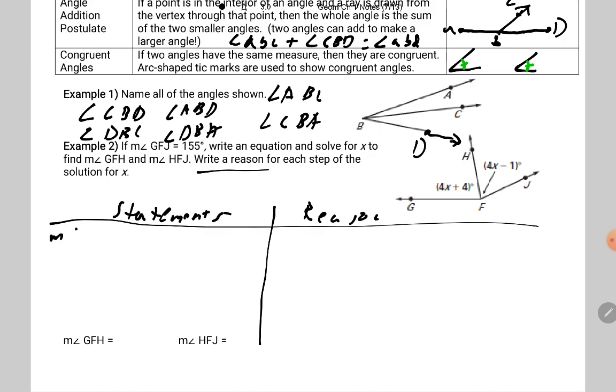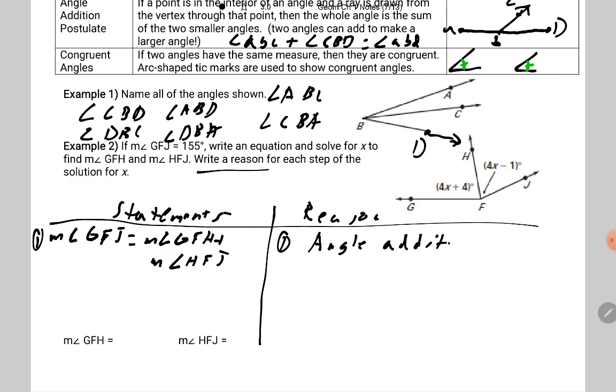So the measure of angle GFJ, so the big angle, is equal to the 2 smaller angles, right? Added together. So measure of angle GFH plus the measure of angle HFJ. And I'm just going to put 1 here. So statement 1. Why are we allowed to add the 2 small angles and make a big angle? That is called the angle addition postulate.